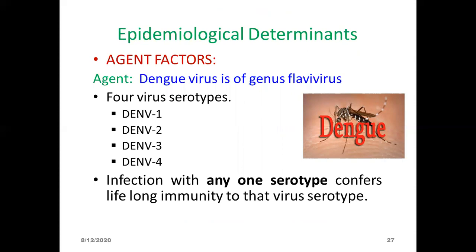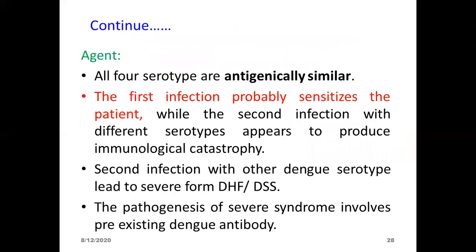The causative agent, or the agent factors. Dengue virus is of genus Flavivirus, and it has four serotypes: dengue 1, dengue 2, dengue 3, and dengue 4. Infection with any one serotype confers lifelong immunity to that virus serotype. All four serotypes are antigenically similar. The first infection probably sensitizes the patient, while the second infection with a different serotype appears to produce immunological catastrophe.